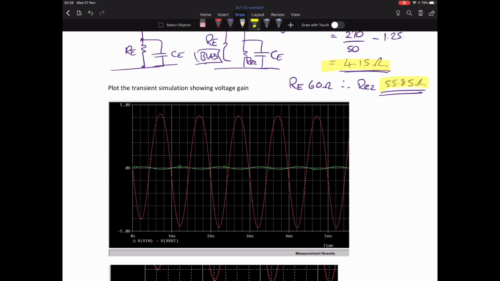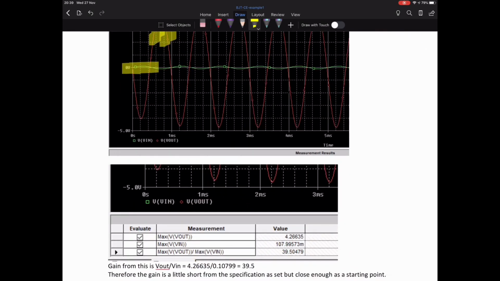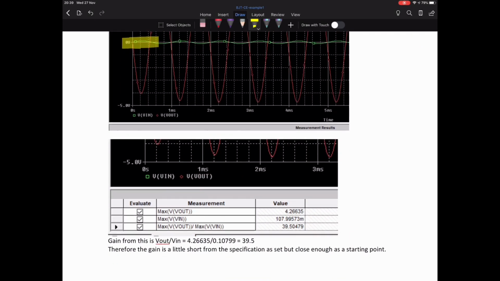So here's OrCAD giving me a simulation. The red waveform is my output from the circuit. The green waveform is my input to the circuit. So you can see there's considerable gain there. I'm using OrCAD to evaluate measurements. I found that the maximum peak signal coming out is 4.266 volts. I've labelled the node on the circuit with a wire label called Vout, so it makes it easy to find. My input signal is 108 millivolts. I've also calculated output over input, so I've calculated gain directly. I've got a gain of 39.5.